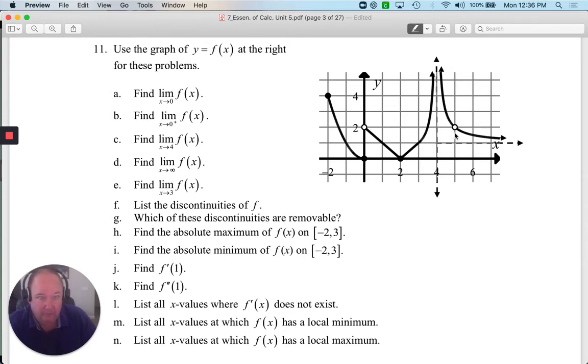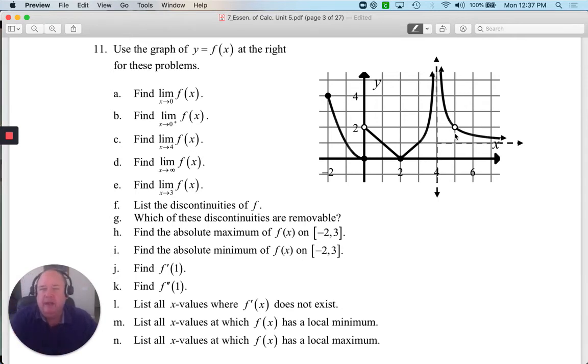So the only place that's removable is at that hole, because the limit still exists because the y value is approaching the same number from both sides. So the only one that's removable is at x equals 5. That's because the limit exists at 5.